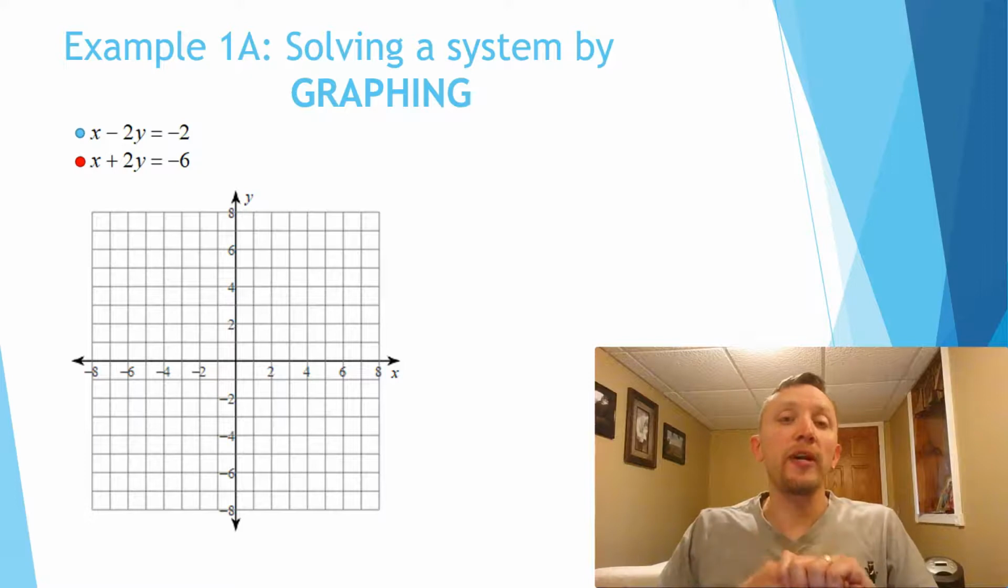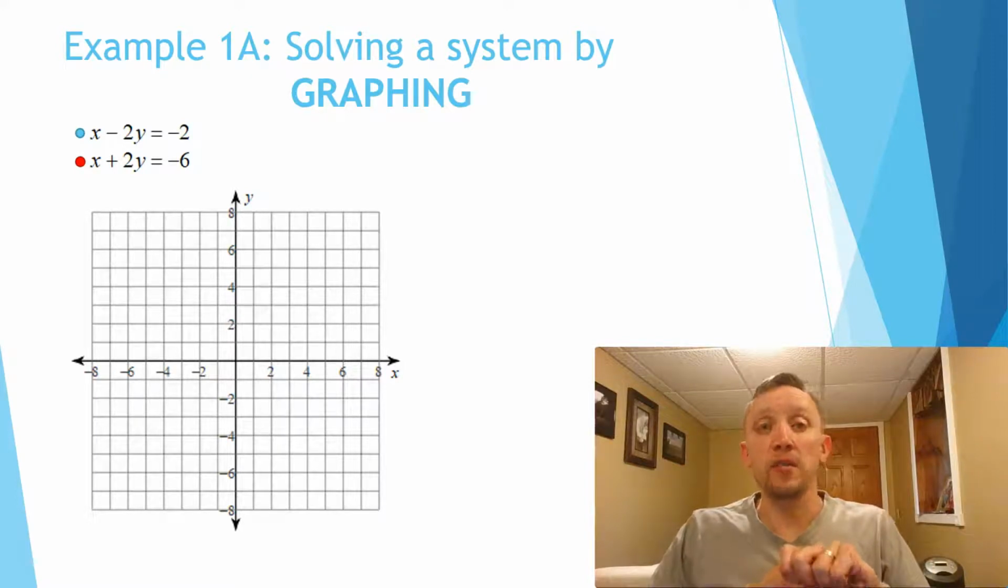Now there's going to be three different methods that we're going to be using to solve a system of linear equations. The first method is by graphing. The second method is going to be called the method of substitution. And the third method is what we call elimination. Now each of these methods has its pros and cons. Let's talk about graphing for a minute.